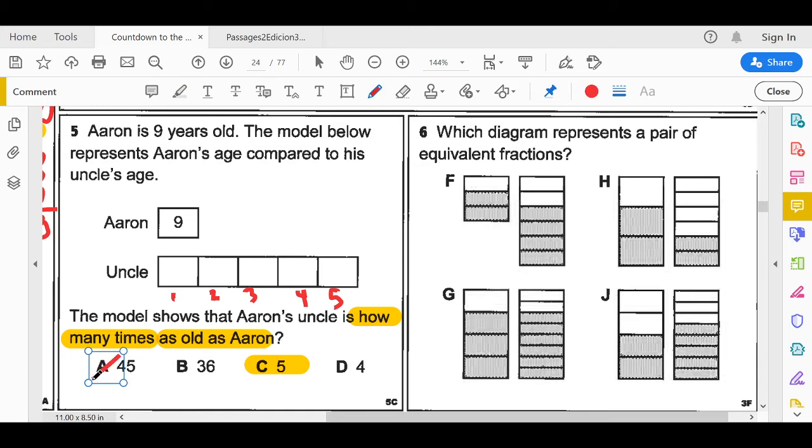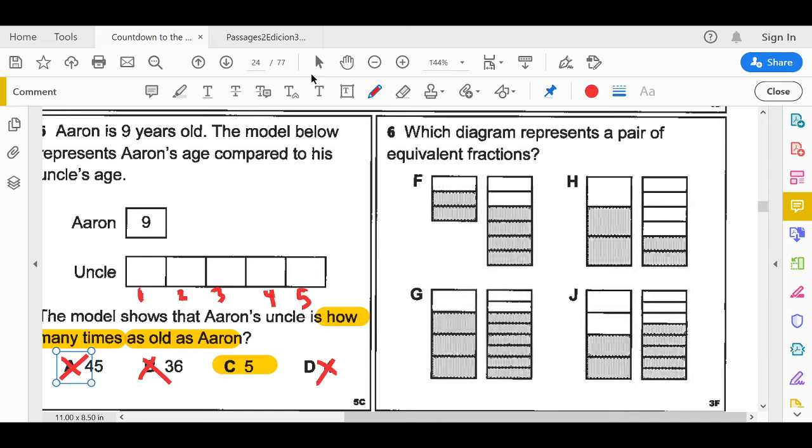Not 45 times. That's way too much. Not 36 either. And not 4, because we have 5 boxes. You can see it there very clearly. Okay. All right, and let's finish with number 6 right here. Which diagram represents a pair of equivalent fractions?